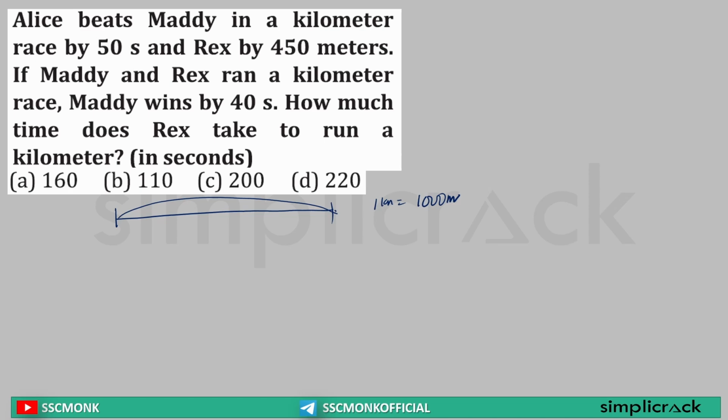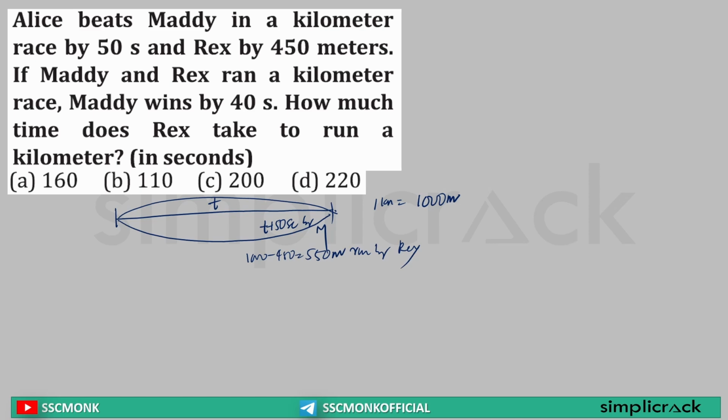Alice beats Maddie by 50 seconds. That means the time taken by Maddie is t plus 50 seconds, and Rex is beaten by 450 meters. That means in the same time, Rex will run 1000 minus 450, which is equal to 550 meters.